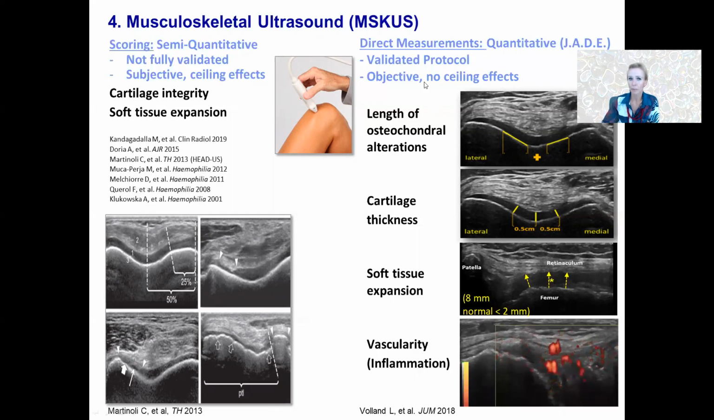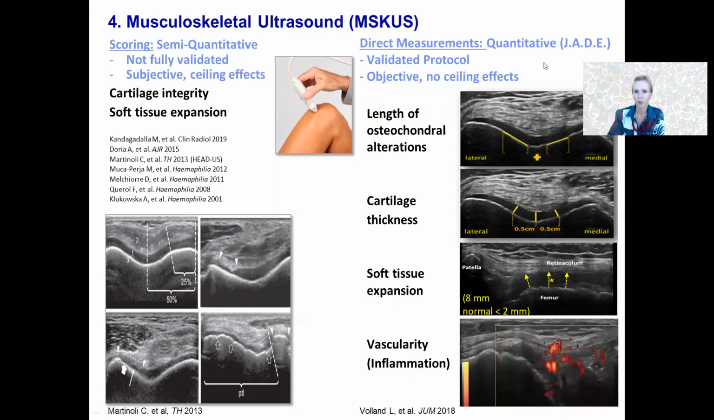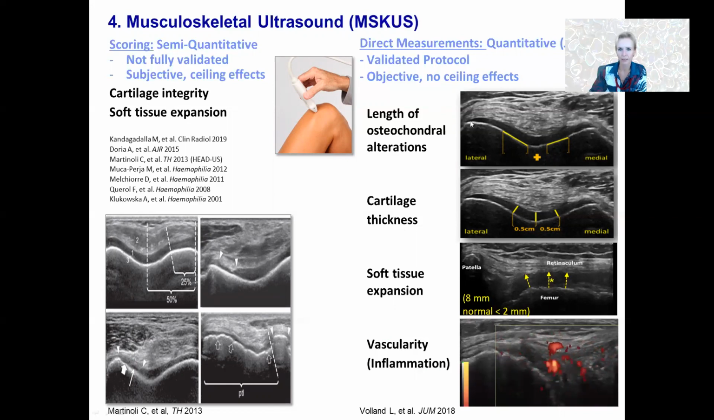The second principle are direct measurements, and our university developed the so-called quantitative JADE protocol. It's the Joint Assessment Damage Exam. It's fully validated and it is objective. It has no ceiling effects. So one can measure the lengths of osteochondral alterations, one can measure cartilage thickness, soft tissue expansion here in one of the recesses, and one can assess the vascularity and state of inflammation of the joint.